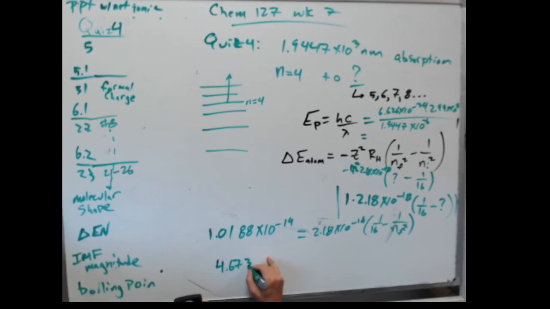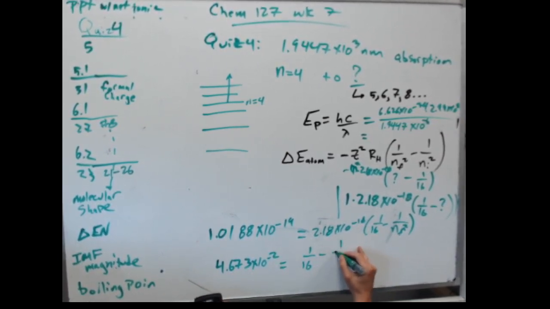4.673 times 10 to the minus 2 is equal to 1/16 minus 1 over n final squared. The way that I go through the algebra here, there's a lot of different things people try to do. I'm going to add or subtract to opposite sides.